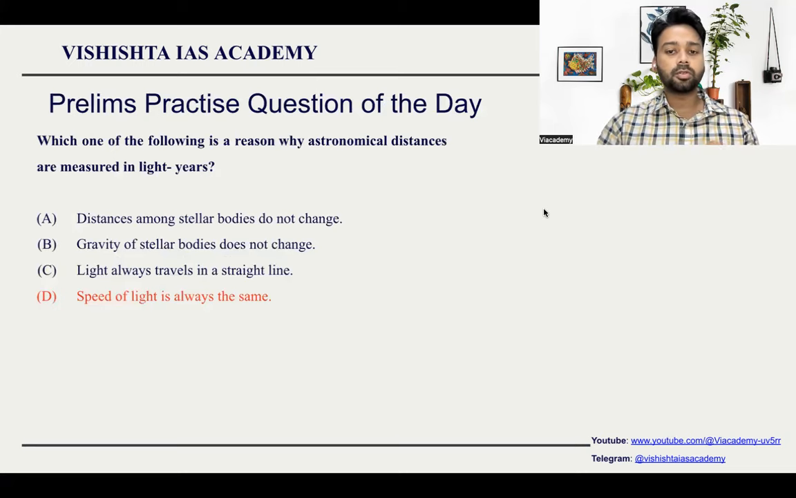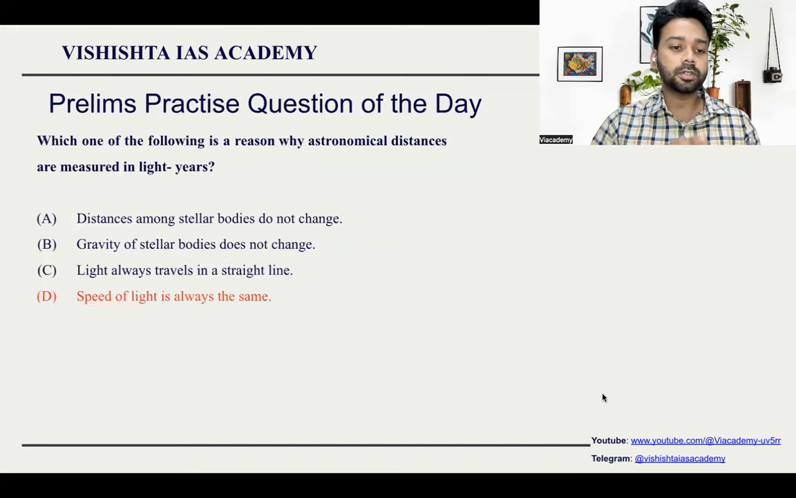So we were discussing the prelims question of the day. Which one of the following is a reason why astronomical distances are measured in light years? Everyone knows that astronomical distances are measured in light years. But what is the reason behind it? Let's look at the options.